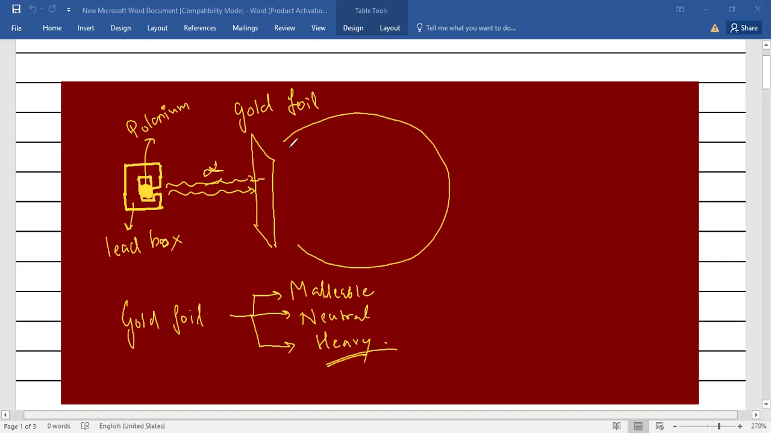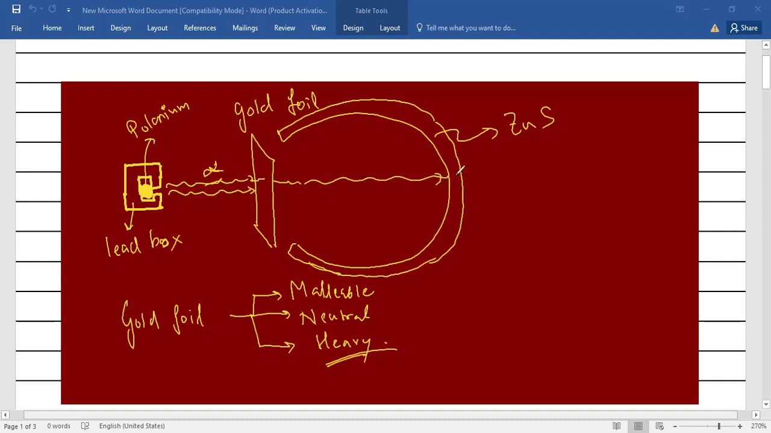Now this gold foil is kept here, and beyond that gold foil, we have one circular screen. This screen is basically made up of zinc sulfide. Now what happens is that when alpha particles hit this screen, you will see bright spots, just like when you put oil on any paper, you get oil spots. A similar thing you will get here. So the zinc sulfide screen was used to collect those spots.